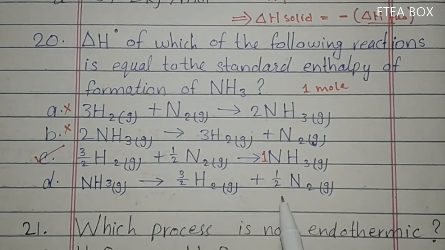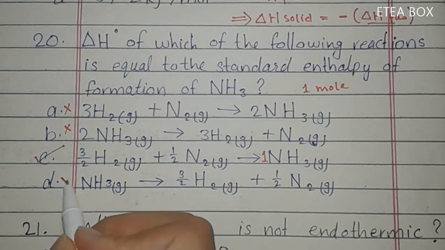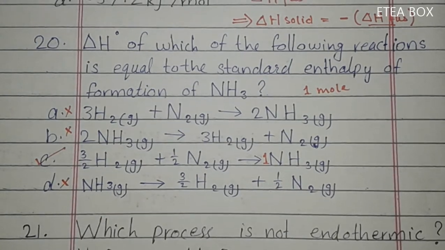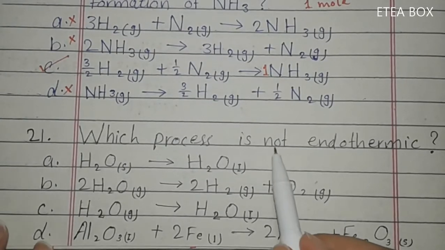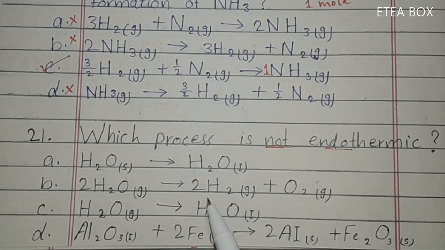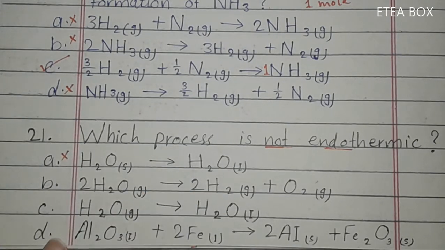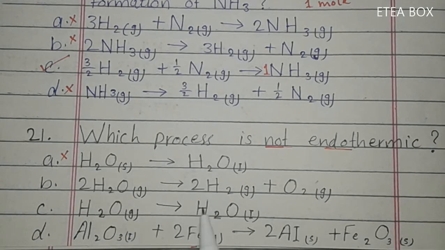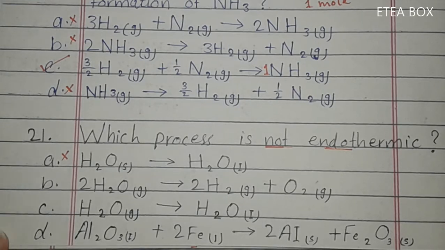This one is also incorrect because NH3 is not formed, here the reactants are formed, so option C is correct. Which process is not endothermic? Not endothermic. Now look here, when we convert ice into liquid, the ice absorbs some amount of heat and then it is converted into liquid water. So this one is endothermic. This is incorrect. Now when we convert water vapors into H2 and O2, it also needs heat energy, so this one is endothermic and incorrect.